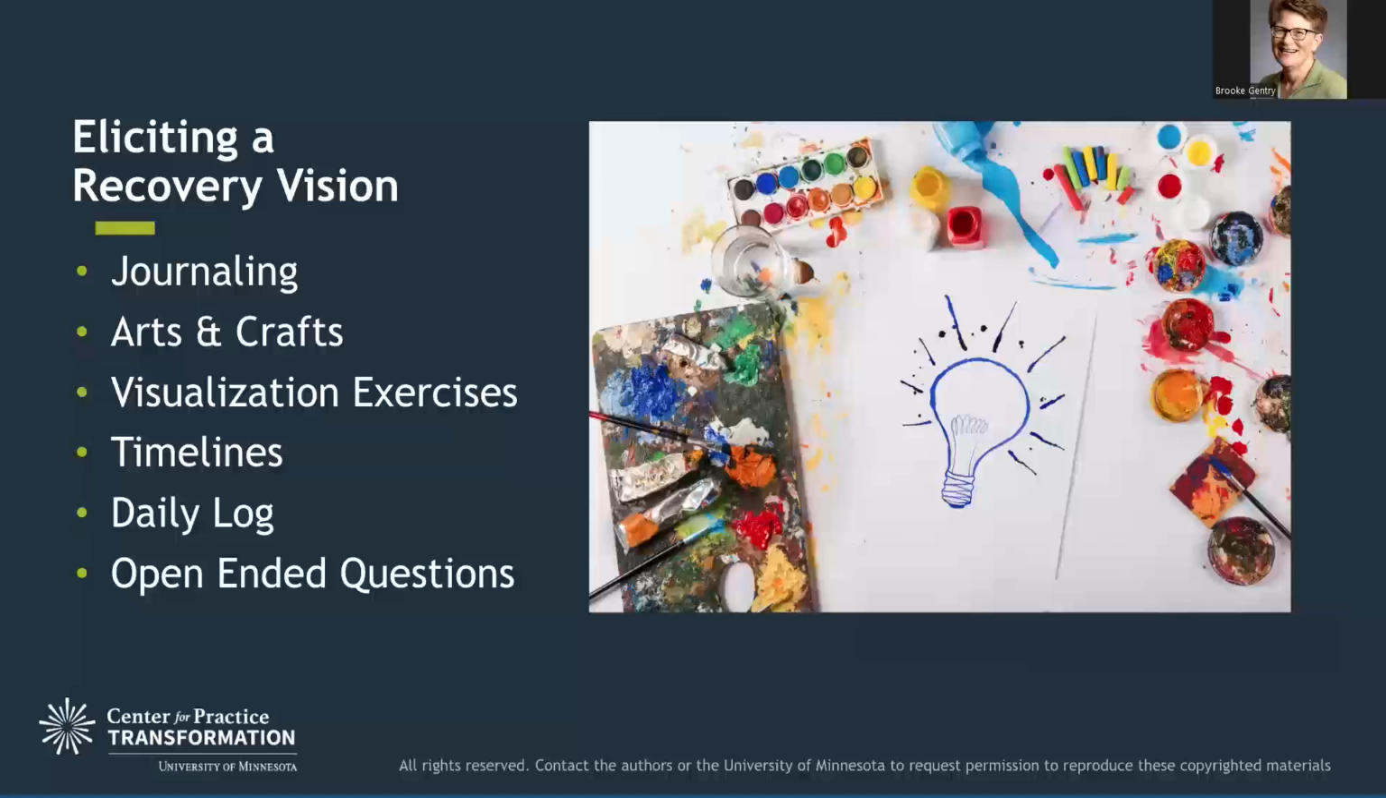And these, I should mention, in E-IMR, are meant to be used both individually and in groups. And so when you're working with someone, you can do these same activities in a group. As many of you who've done group work before, it's just kind of a different beast, and it can be really fun and really motivating when you're working with clients doing E-IMR in a group setting too. So here are some activities. You can do journaling, arts and crafts, meditation or visualization, timelines, a daily log. We ask a lot of open-ended questions for people to get at what they see for themselves outside of treatment, or their vision of recovery.